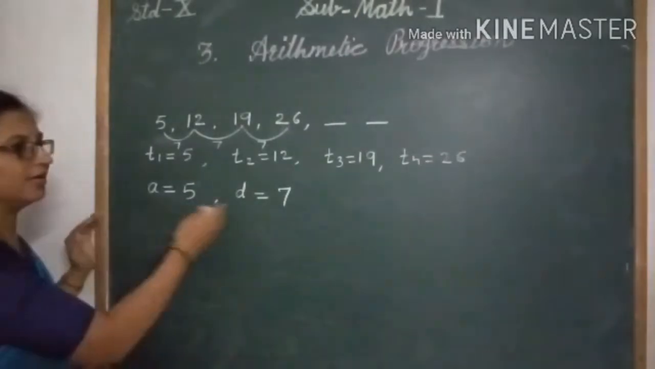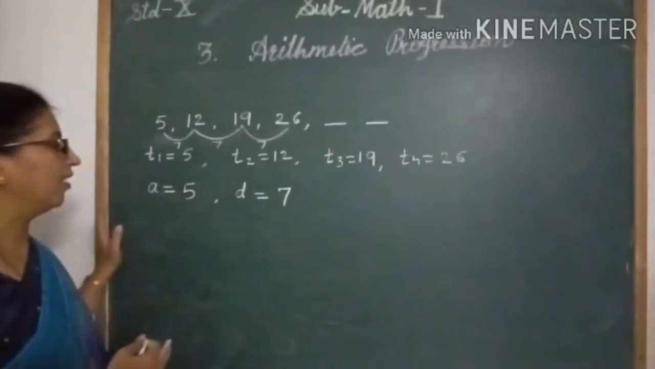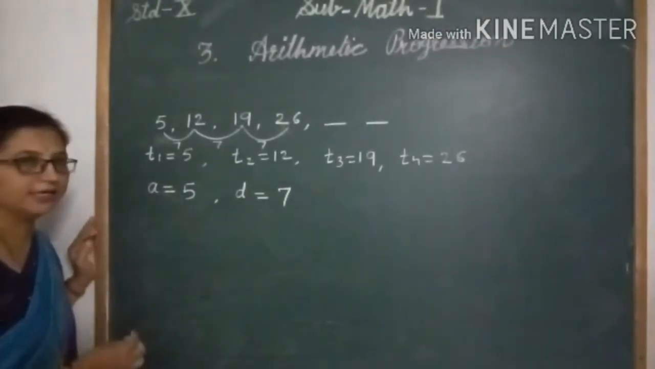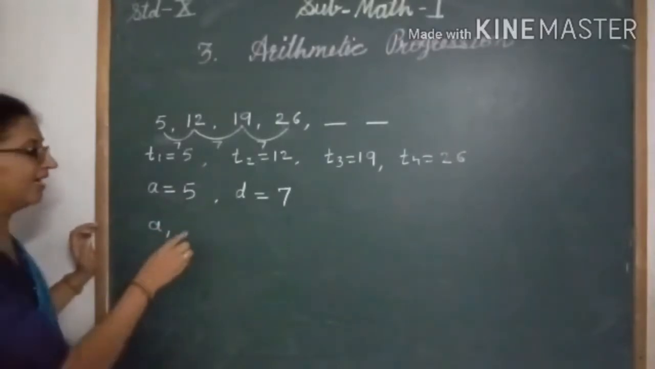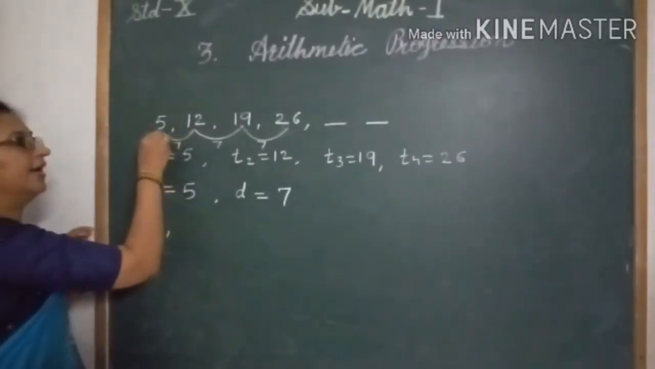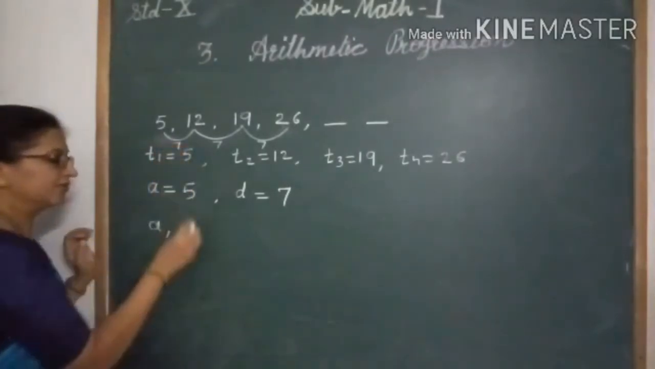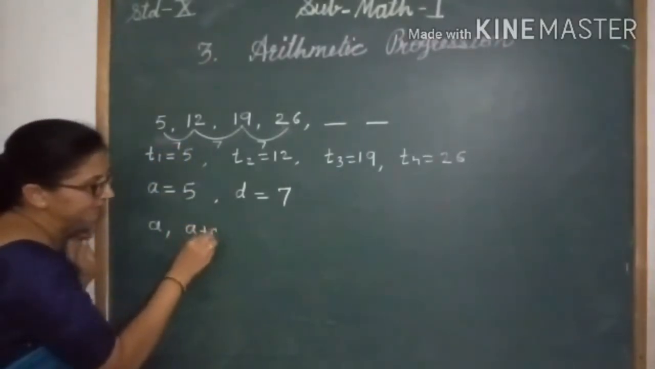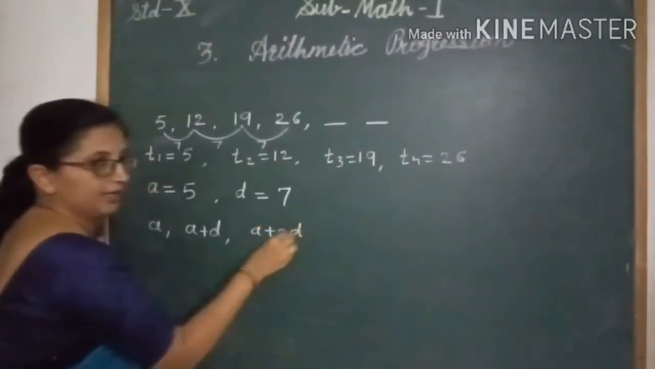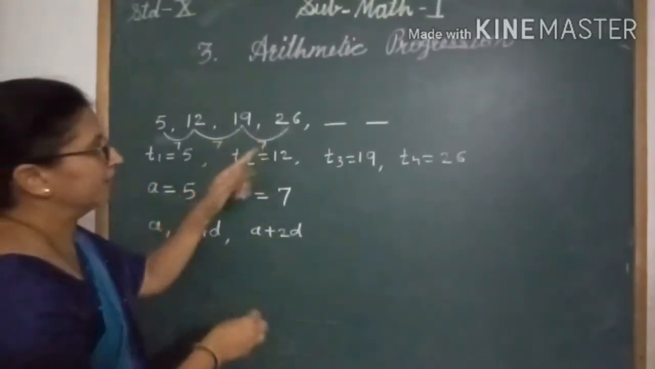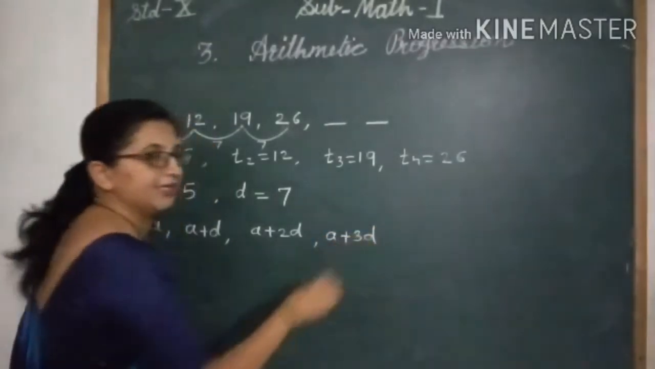Okay. So let's write down the sequence. Let's write down the AP in the form of A and D. So here the first term is A. The second term we are getting here is A plus 7, that is D. So we can say that A plus D, then A plus 2D. Then to get the fourth term we can say A plus 3D.